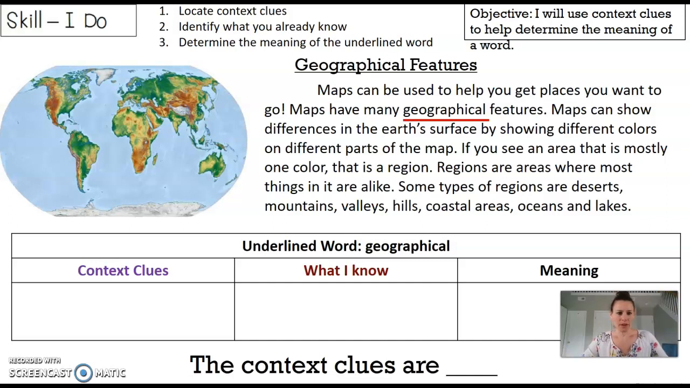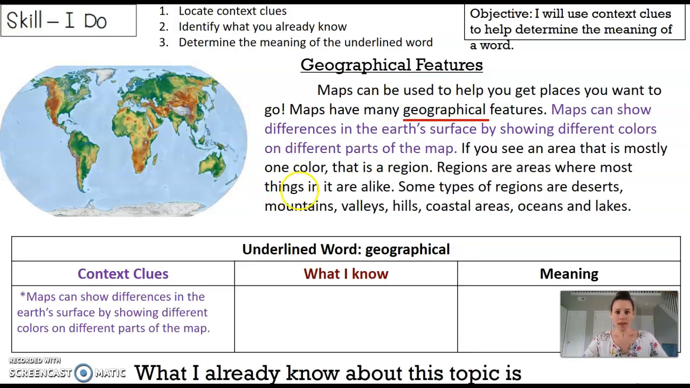And the other thing I want to point out on this slide is I also have included a picture here of a map. And I can also look at this map and I can see some differences in color that might help me out too with figuring out what the term geographical means. So let's go ahead and look at what our context clues are.